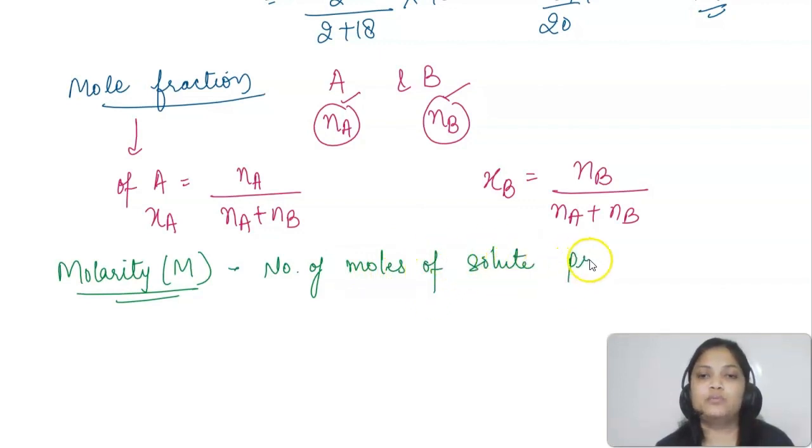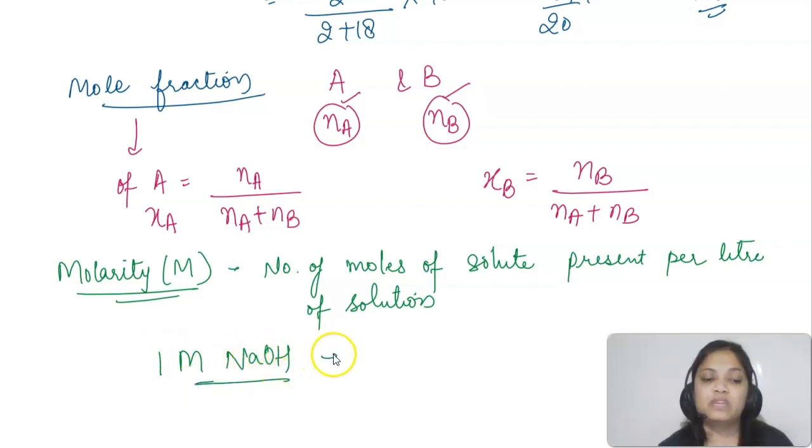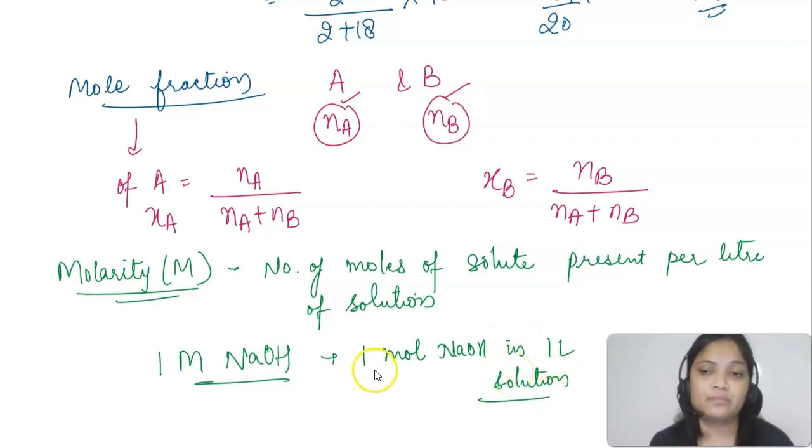So here the volume, or you can say it's present per liter of solution. In 1 liter of solution, how many moles you are having, that is the molarity. Let's say I am having 1 molar NaOH. So 1 molar NaOH means that 1 mole of NaOH is present in 1 liter of the solution. Okay, means the volume of the complete solution is 1 liter.